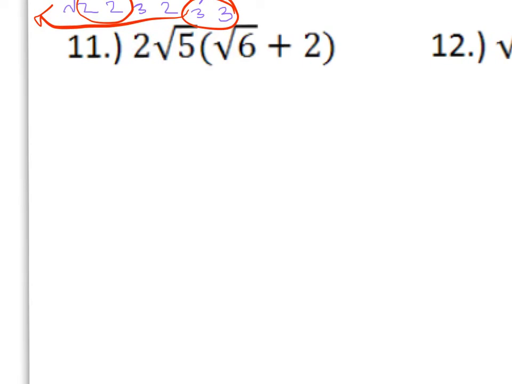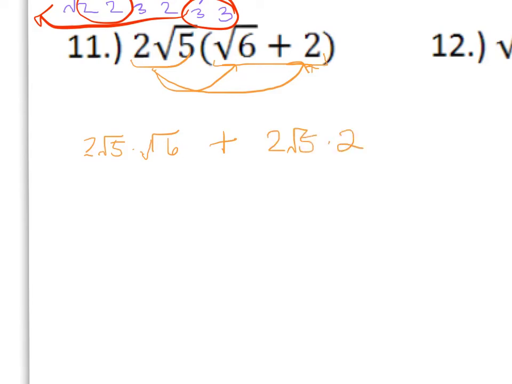Okay, number 11. This one we've got some distribution going on because we know order of operations when we simplify says start on the inside first. We can't add things that don't have the same number under the radical, so I know that I can't put those together, not to mention that this one doesn't even have a radical. So we'll have to distribute. So distributing our 2 root 5, that single term, into both of these, we would have 2 root 5 times root 6, and we copy our same sign, plus 2 root 5 times 2.